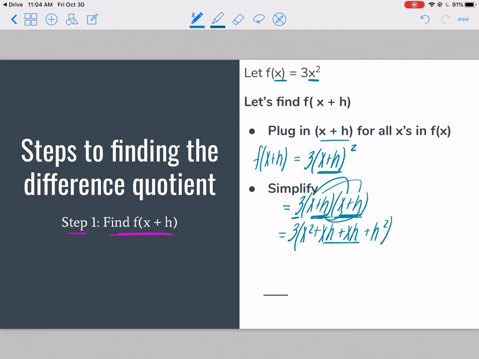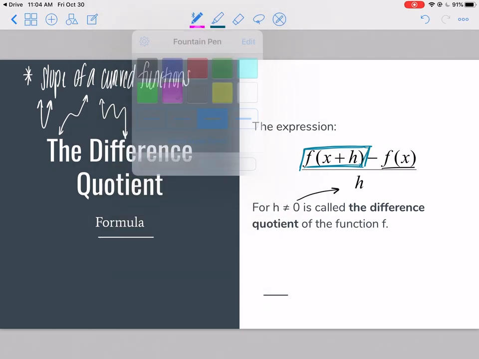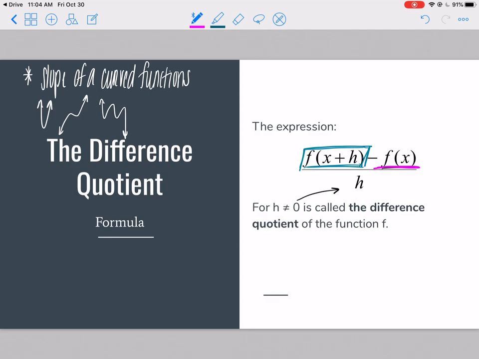Then I'm going to simplify. I can combine my two like terms here, so I get 3 times parentheses x squared plus 2xh's plus h squared, and last step is to distribute this 3 inside the parentheses. So I get 3x squared plus 6xh plus 3h squared. Okay, so this, yes, is kind of messy. It's a lot of algebra, and what we just did is we found this first chunk of the formula. So we determined what f of x plus h is. Next step is we're going to subtract the original function f of x from it.